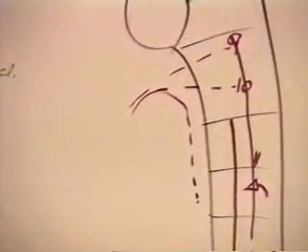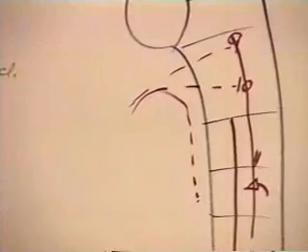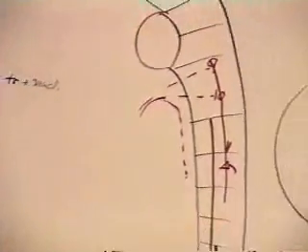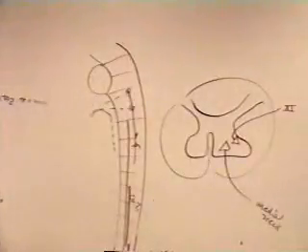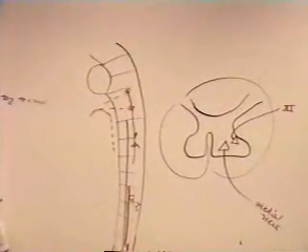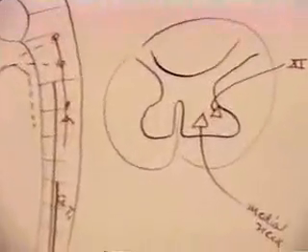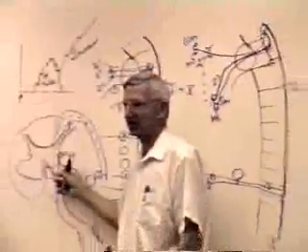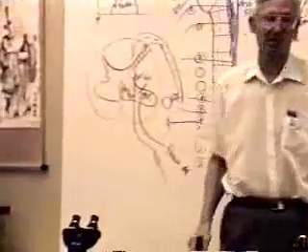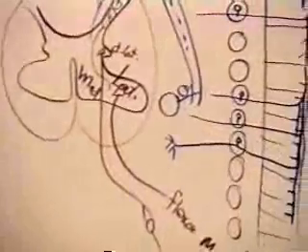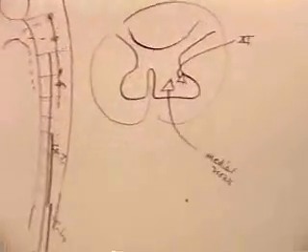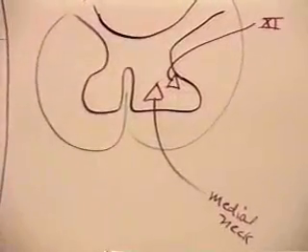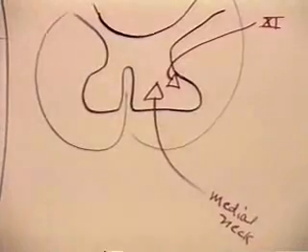So although I put this column in the lateral, it's relatively lateral to the medial group, but not as far lateral as the extremity group that we saw in the lower segments. And it doesn't have the same ventral root pattern. So it's an oddball. One of the little exceptions that one has to pay attention to.